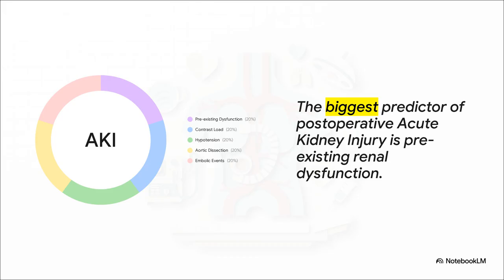The single biggest predictor is if they're coming in with bad kidneys to begin with. Then we layer on a huge contrast load, the constant threat of hypotension, and the risk of showering little emboli down into the renal arteries. It's really a multi-hit injury.